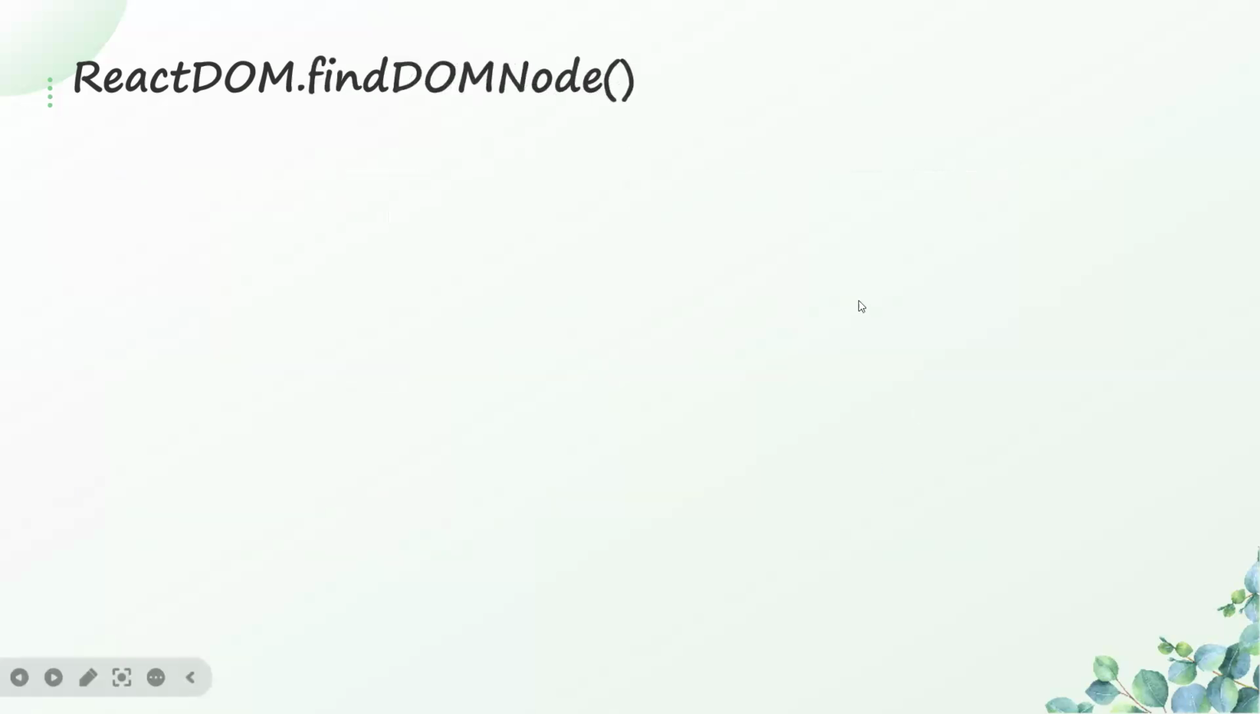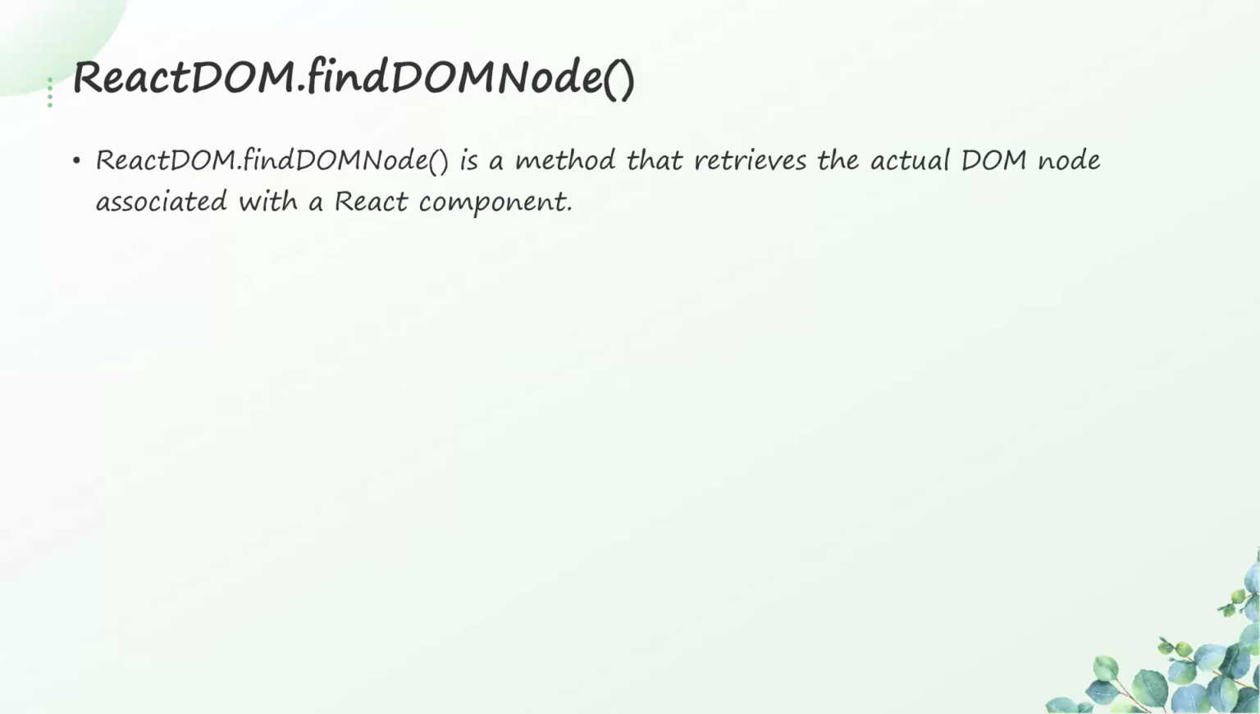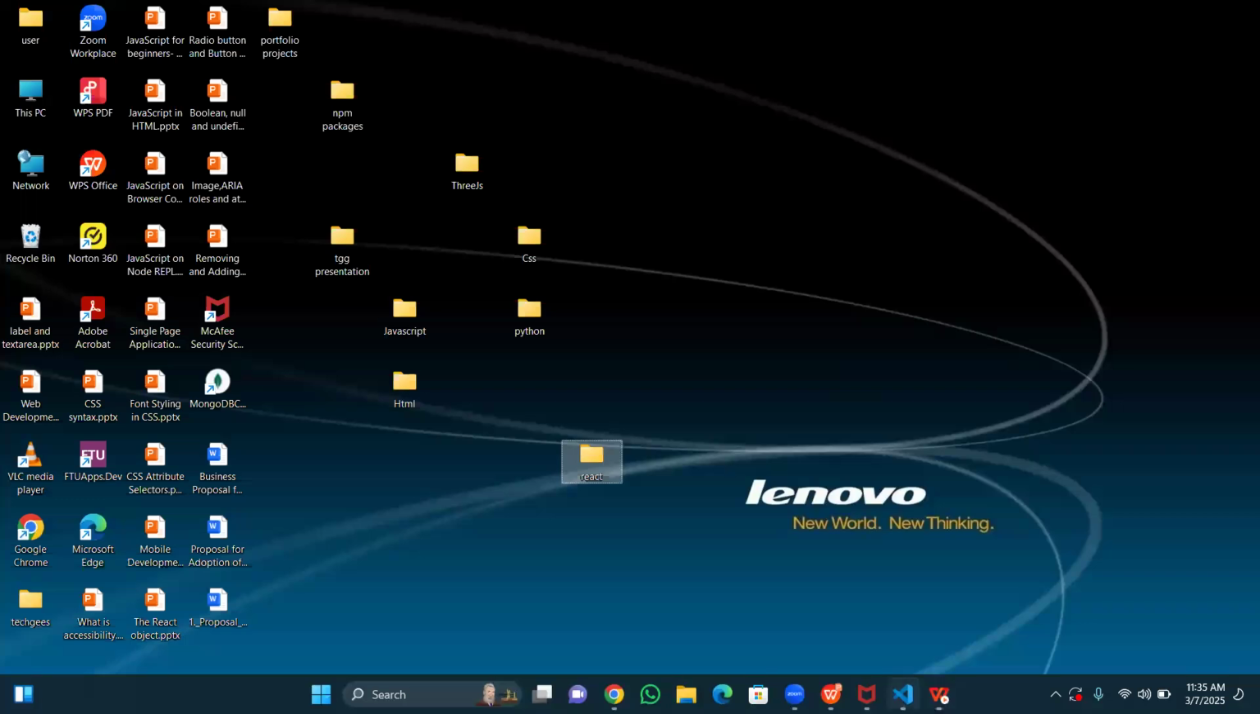All right. So we have another one, findDOMNode. This is no longer being used again. It's a method that retrieves the actual DOM node associated with a React component. So let's go back and see what we get.